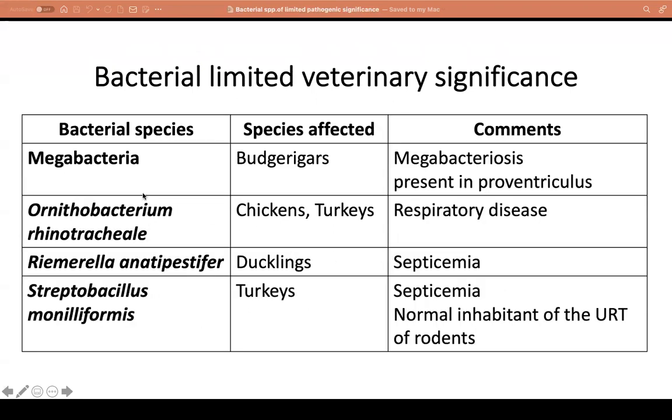Next, we have the megabacteria, which affects budgerigars, resulting in megabacteriosis present in the proventriculus of birds. Ornithobacterium rhinotracheale is affecting chickens and turkeys, resulting in respiratory infection or disease. Riemerella anatipestifer, which was formerly named Pasteurella anatipestifer, affects ducklings, causing septicemia or the new duck disease. Streptobacillus moniliformis in turkey is the cause of septicemia and is a normal inhabitant of the upper respiratory tract of rodents.